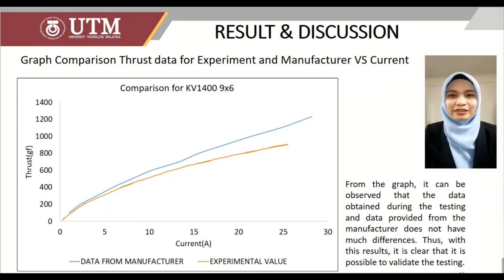Next, I will proceed to the result and discussion for my project. So this is a graph comparing thrust data for experiment and manufacturer against current. From the graph, it can be observed that the data obtained from the testing, which is the orange line, and the data provided from the manufacturer, which is the blue line, do not have much differences. Thus, it can be concluded that the static testing is valid.